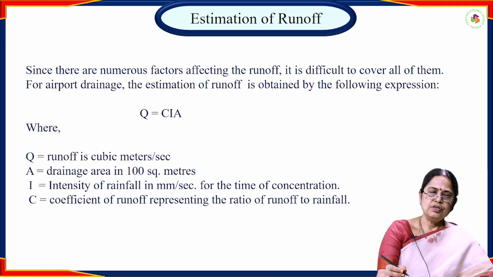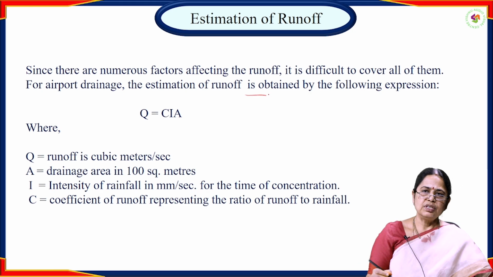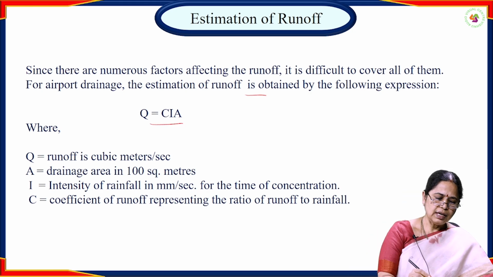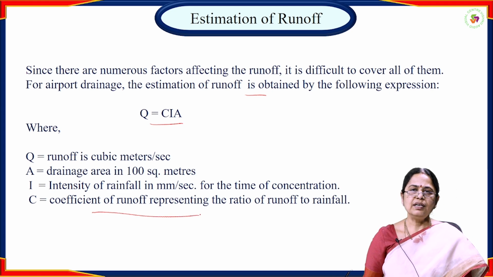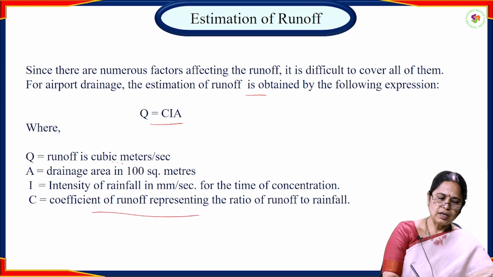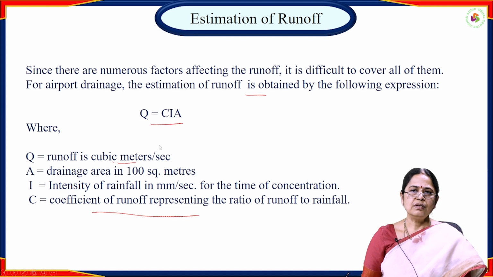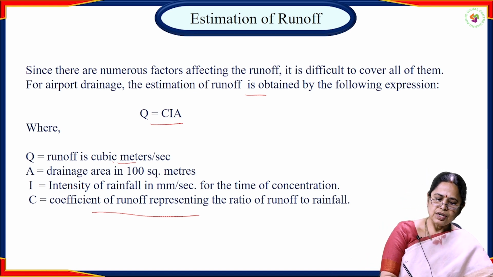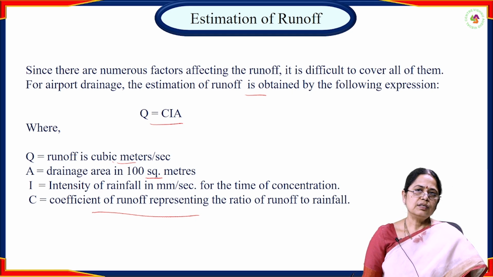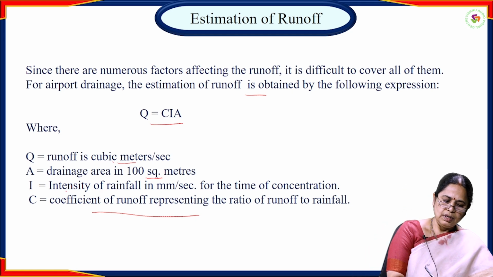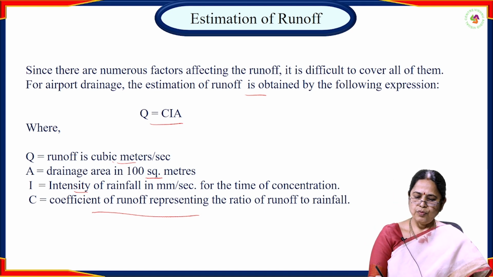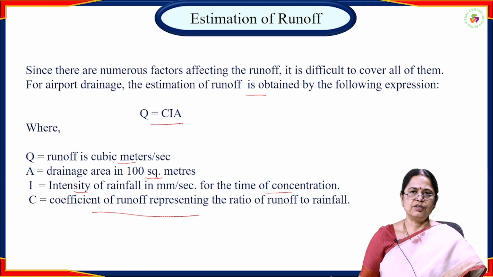Airport drainage can be estimated by using the following expression: Q is equal to CIA. C is the coefficient of runoff, resulting from the ratio of runoff to the rainfall. Q is the runoff in cubic meters per second, and the drainage area is A in 100 square meters. I is the intensity of rainfall in mm per second for the time of concentration.